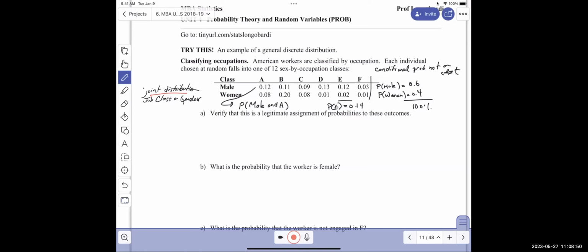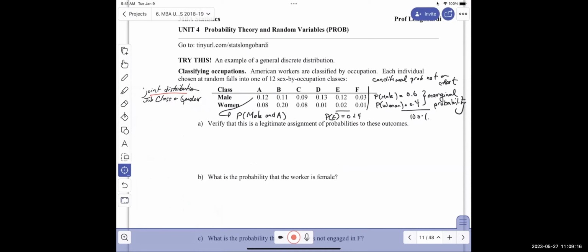The ones where I sum across or down are called marginal probabilities. Again, it's vocabulary I don't really get into, but it might make your reading easier. I'm not going to test you on the terminology, but it's good to know. These are marginal probabilities because they're on the margin. Conditional probabilities are not on the chart, but you could derive them. So yes, this is 100% in total, so yes, legitimate.